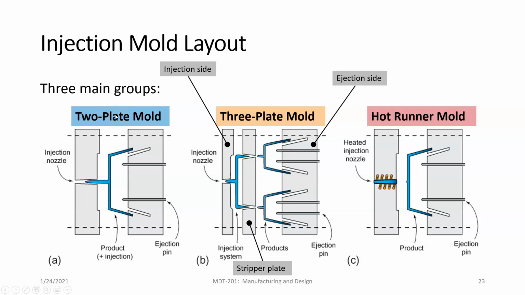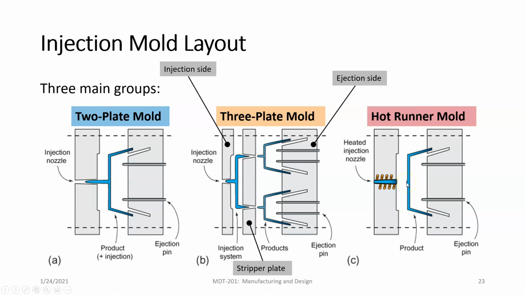There are different types of injection molds. You can have a 2-plate mold, kind of like what we see here. We can have a 3-plate mold where, in between the injection side and the ejection side, we have what's called a stripper plate, and this is just going to help remove the gates and runners here. And then we can have a hot runner mold where the injection side has some heating elements to keep this area hot, and that's going to help remove the sprue from the product.